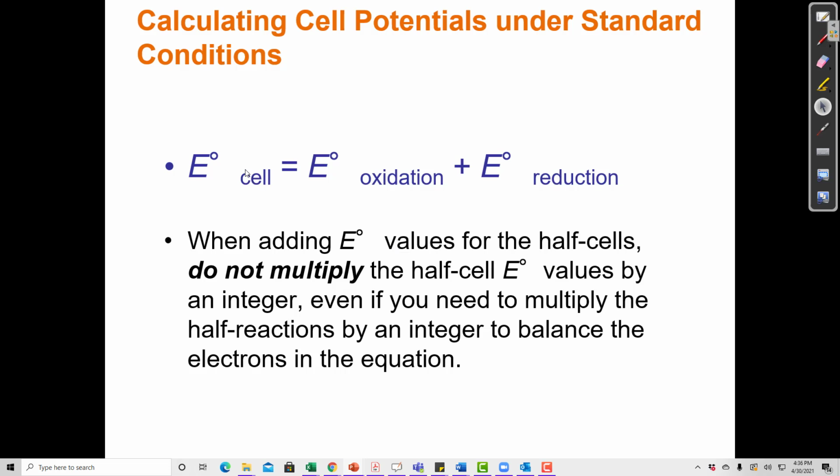So to determine the cell potential, I have to add the half reactions together, oxidation and reduction. But once I know which half is the reduction, I have to do something to the other number in order to turn it into an oxidation potential. I have to reverse it. It has to be multiplied by -1.